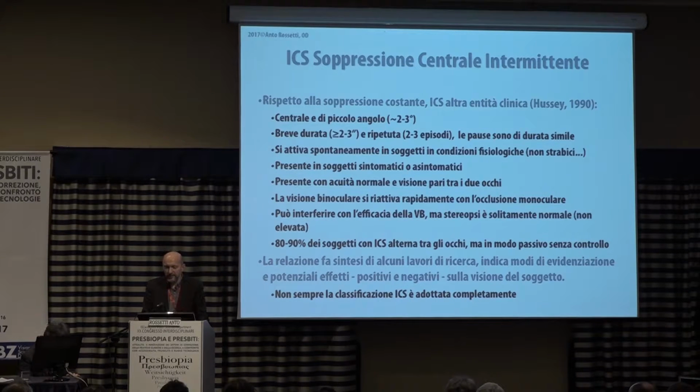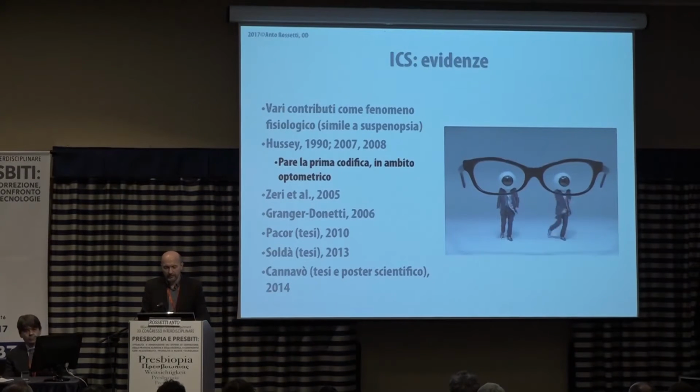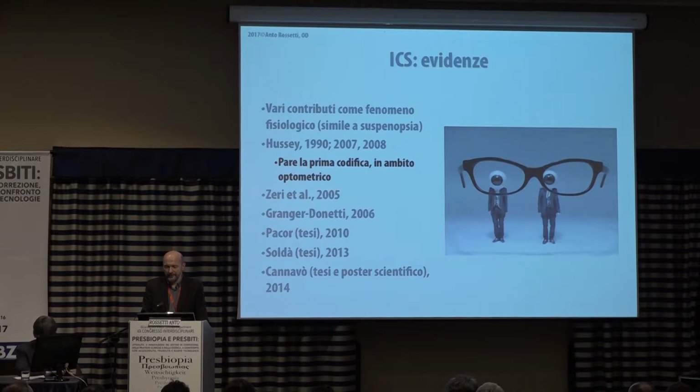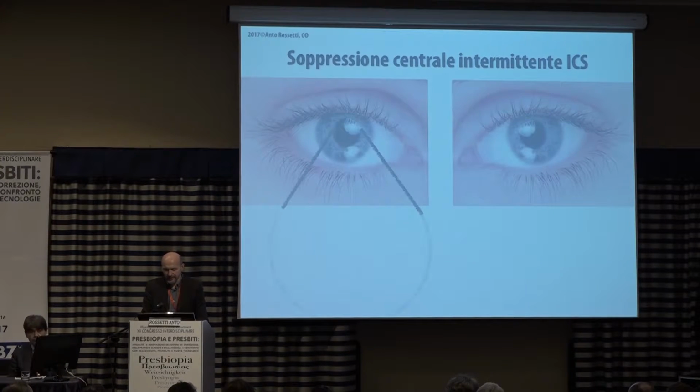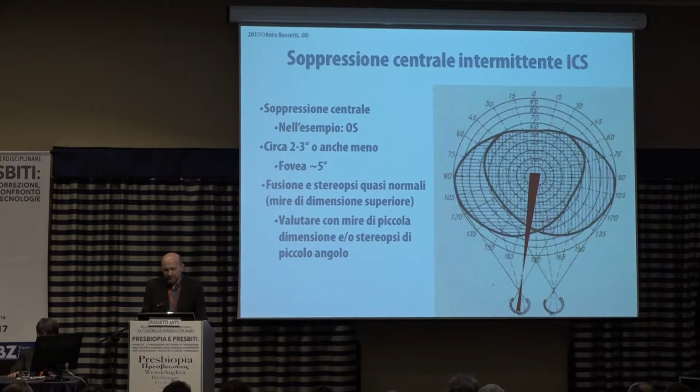Many studies were carried out on this topic. Fabrizio Zeri also contributed to this topic with a study. In intermittent central suppression, which is like this, the suppressed area is very small and then it disappears. Well, this is central to the fovea. The whole fovea area is 5 degrees, and this suppression is 2 degrees, so quite limited.